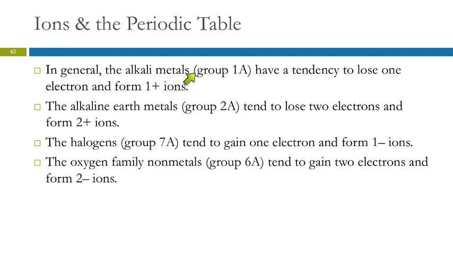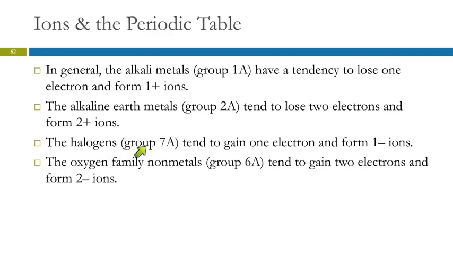So the alkali metals, group 1A, have a tendency to lose one electron and form 1+ ions. When we talk about the charge on an ion, we put the charge symbol after the number. So group 1 makes a 1+ ion. Group 2 makes a 2+ ion, and they do that by losing 2 electrons. That's not a coincidence. This is group 1, and it makes a 1+. Group 2 makes a 2+.